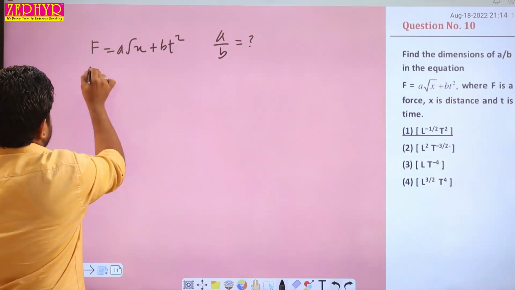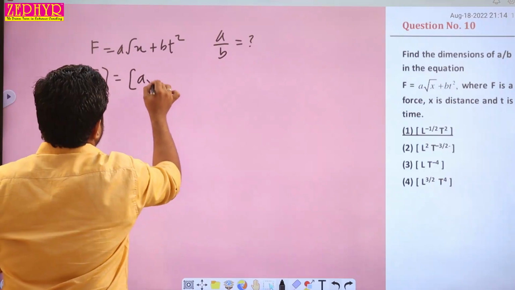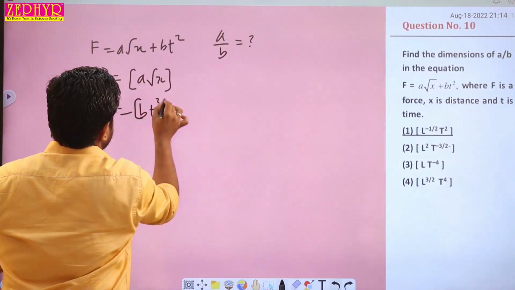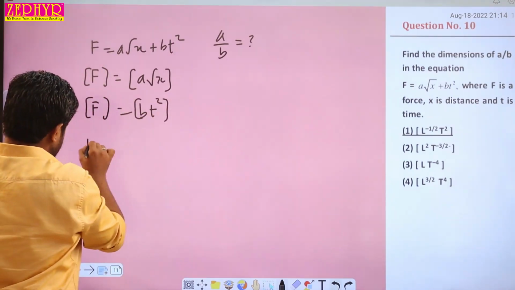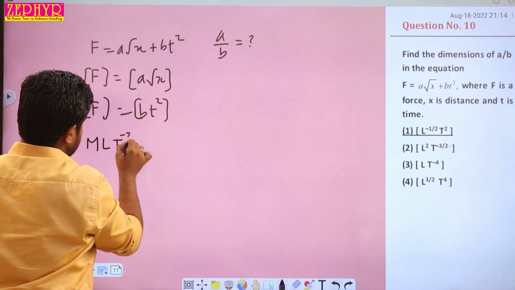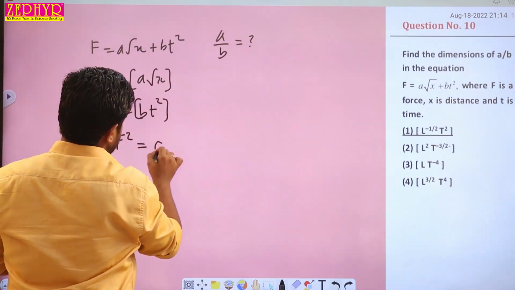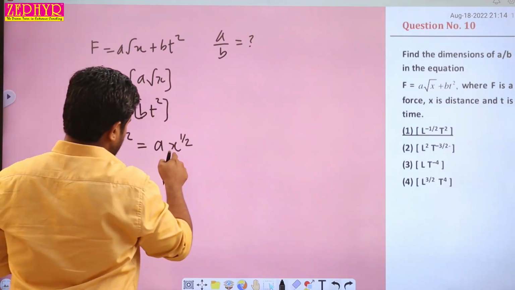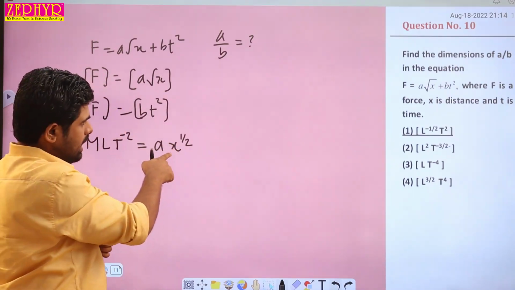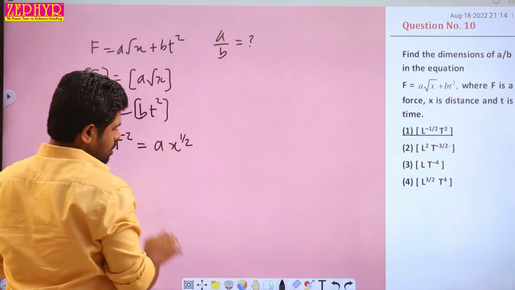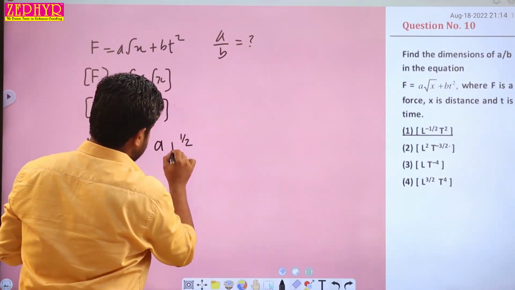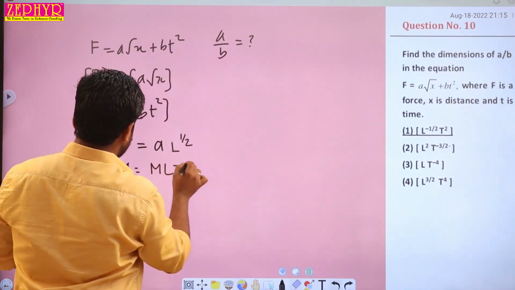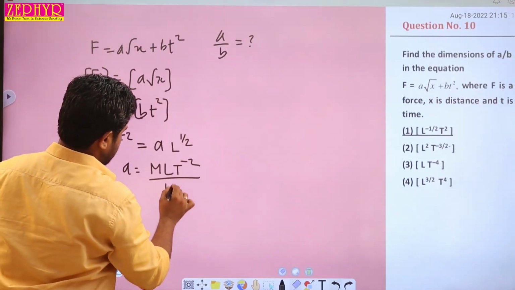So here we know the dimension of force is equivalent to the dimension of A root x, and the dimension of force is equivalent to the dimension of bt square. We know the dimension of force is equal to MLT raised to minus 2, and it is equal to A root x, which means A x raised to 1 by 2. We know the dimension of x, the distance, is L. Then A is equal to MLT raised to minus 2 all divided by L raised to 1 by 2.